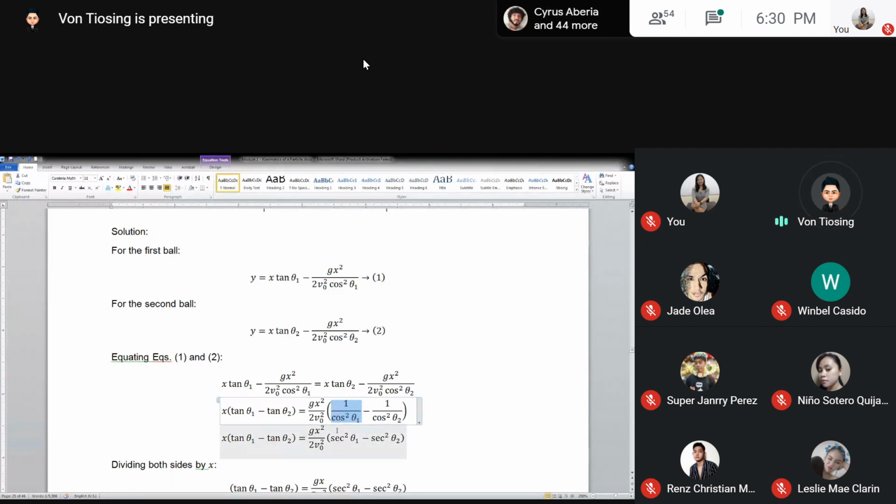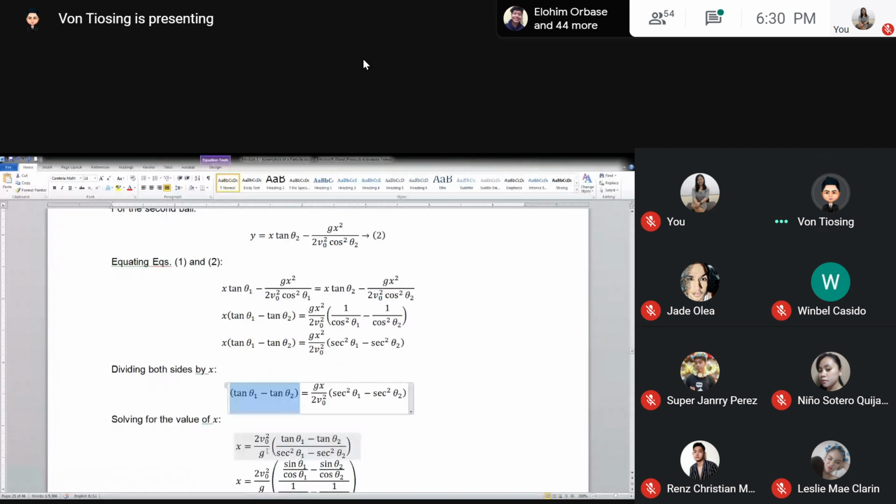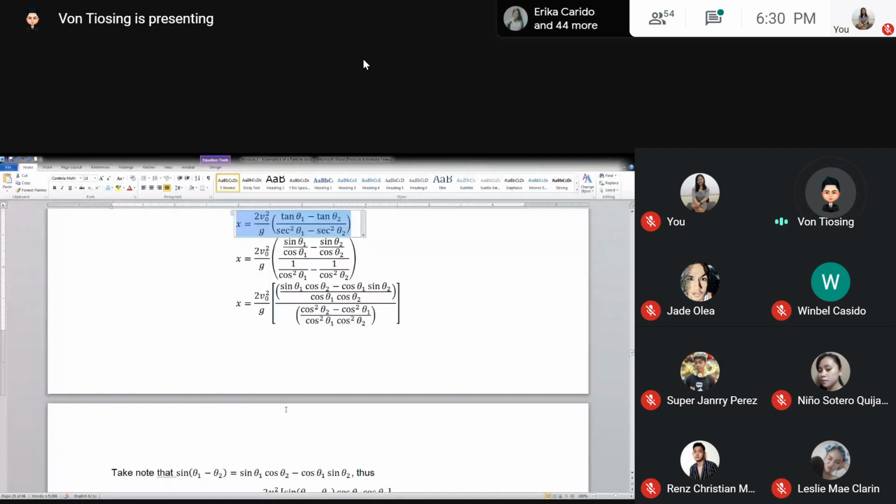Right? So we will replace this one by secant squared theta 1, and this one is secant squared of theta 2. Since we have x on both sides, we can cancel it out, so only the x here remains. Then, solving for the value of x, cross multiply the 2v naught squared over g, then divide.